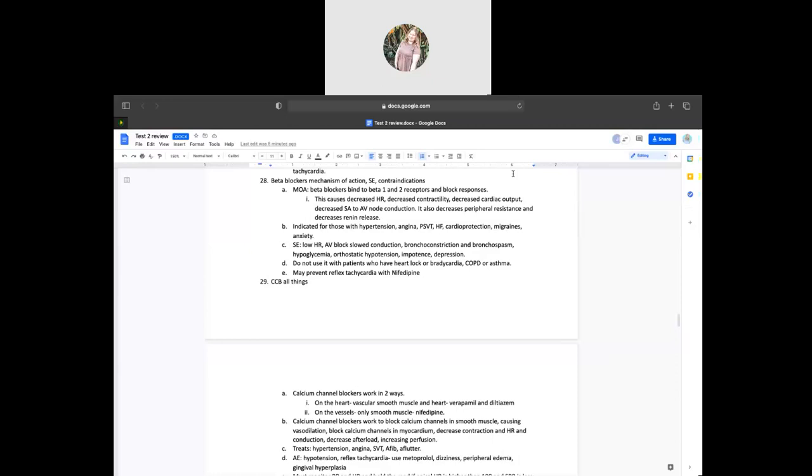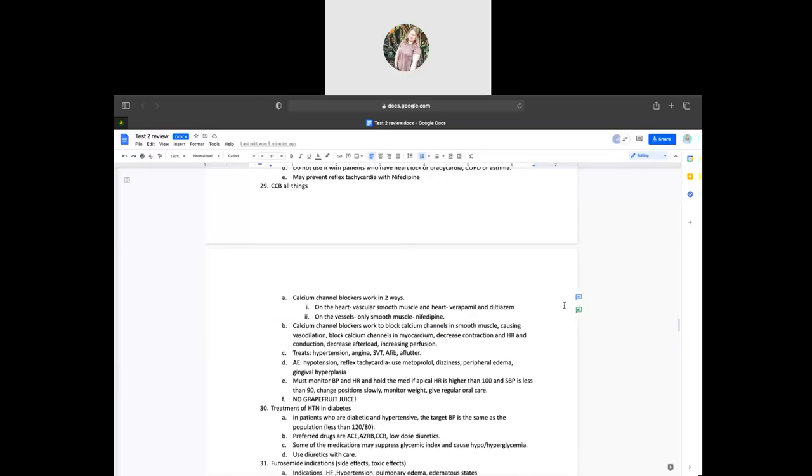Some side effects we must be aware of are a low heart rate, because it causes decreased heart rate. If their heart rate is below 60, we need to be aware of that. Other side effects are AV blocks, slow conduction, bronchoconstriction and spasm, hypoglycemia, orthostatic hypotension, impotence, or depression. We do not want to use this with patients who have heart block or bradycardia, COPD, or asthma because of bronchoconstriction. With bradycardia, this medication is going to cause that heart rate to decrease as well. Remember, we can use this medication to prevent reflex tachycardia with nifedipine.